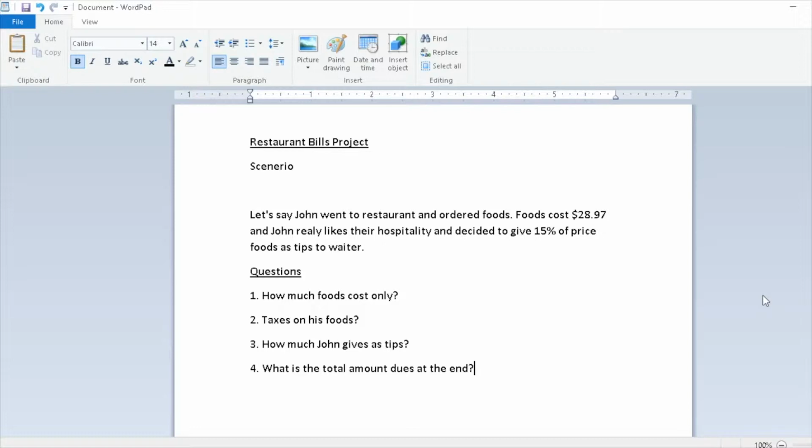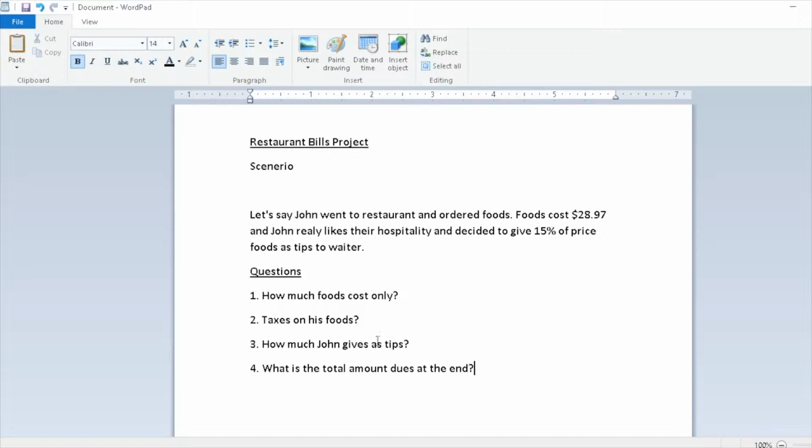So let me go through the outline. How much is the food cost only? Number one is basically this one, and taxes on the food. In the US it is 8.25%. So to find the tax, we just have to multiply 28.97 times 0.0825, because 8.25% is basically 0.0825.